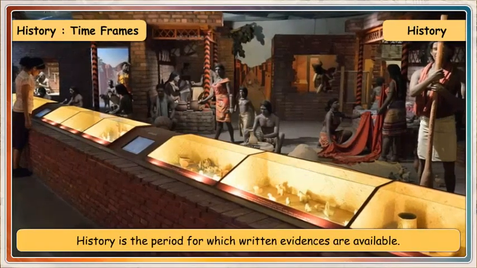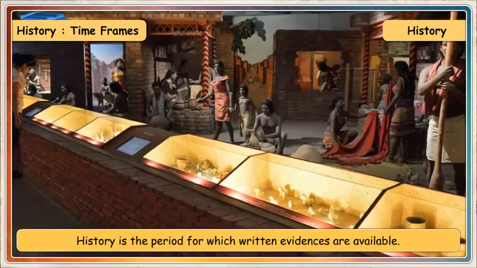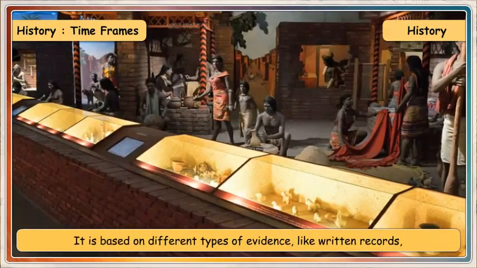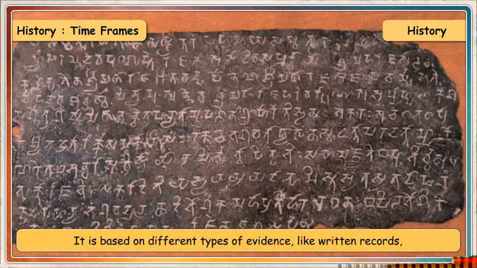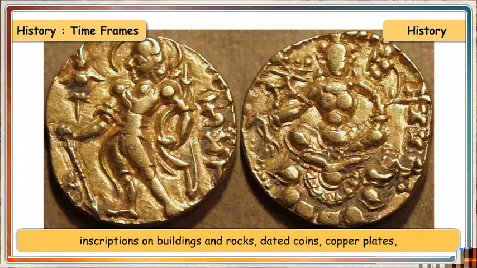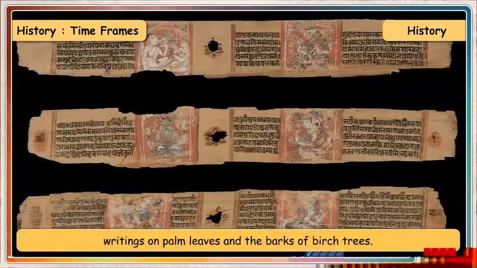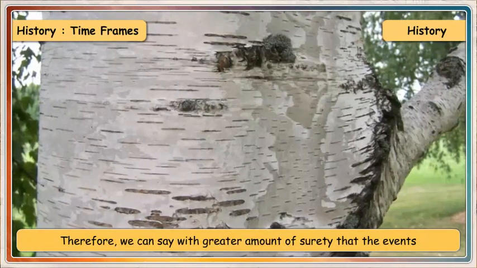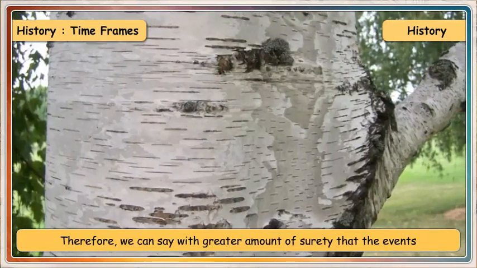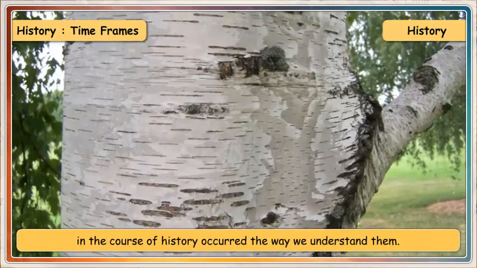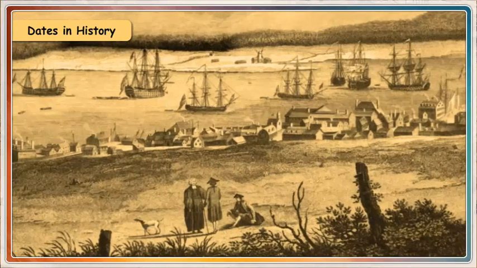History. History is the period for which written evidences are available. It is based on different types of evidence like written records, inscriptions on buildings and rocks, dated coins, copper plates, writings on palm leaves, and the barks of birch trees. Therefore, we can say with a greater amount of surety that the events in the course of history occurred the way we understand them. Dates in history.